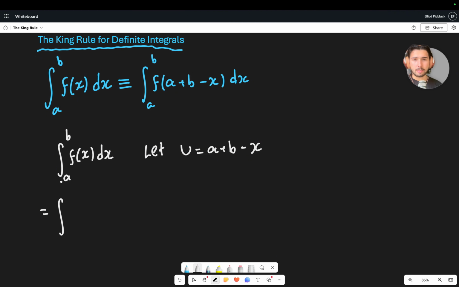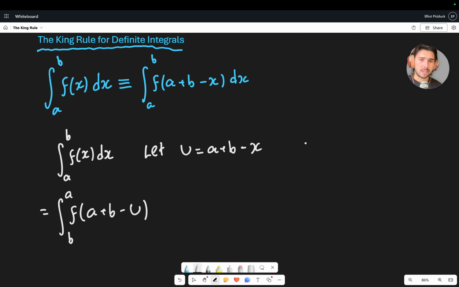The lower limit is when x is a. So when x is a, u is a plus b minus a. That's b. And the upper limit is when x is b. So u is a plus b minus b, which is a. This is why that substitution works, because it does this clever thing of swapping the limits around, and you'll see that we can put them back later. And then we've got f of, and by rearranging this ever so slightly, x is a plus b minus u.